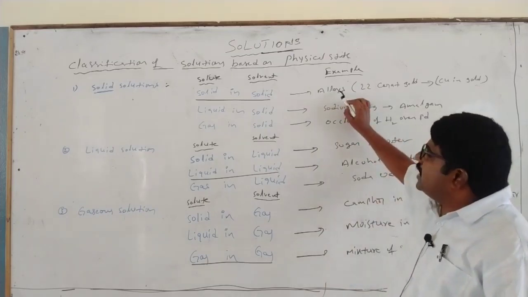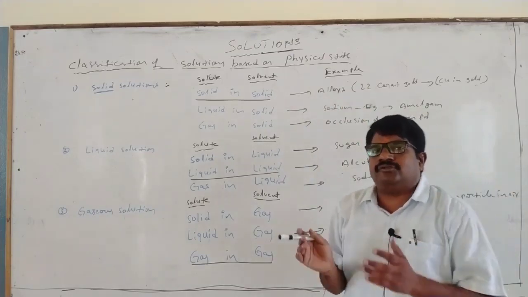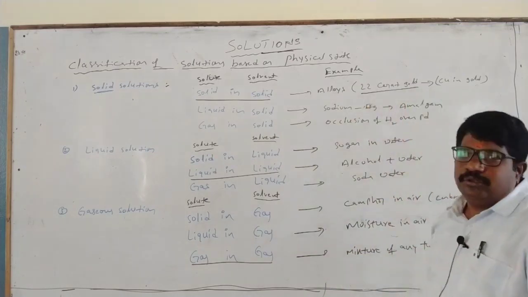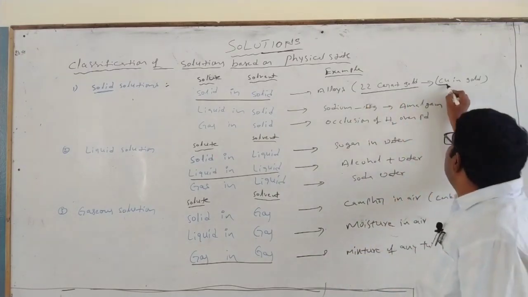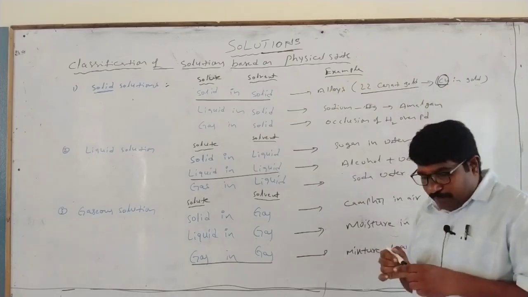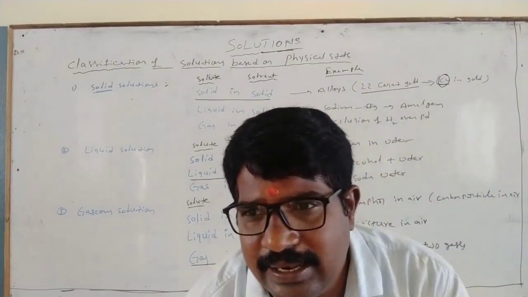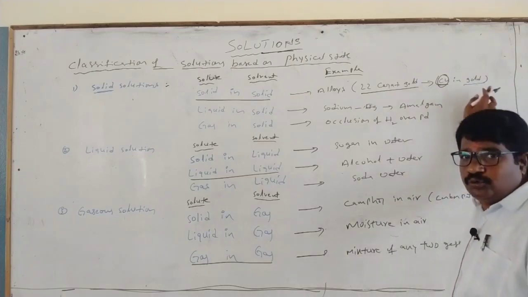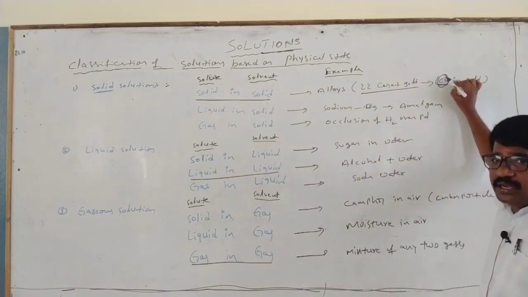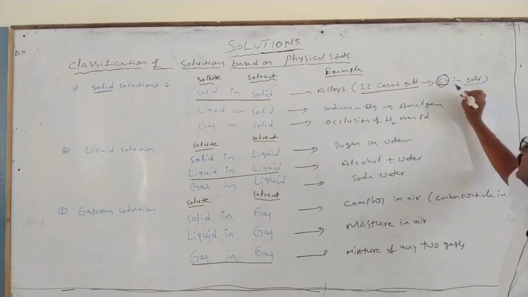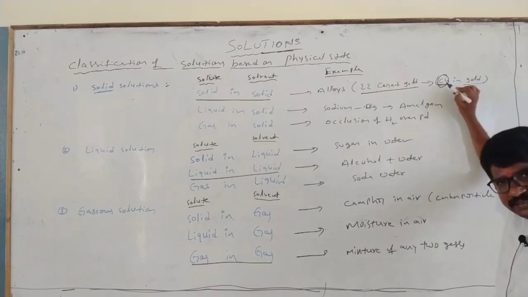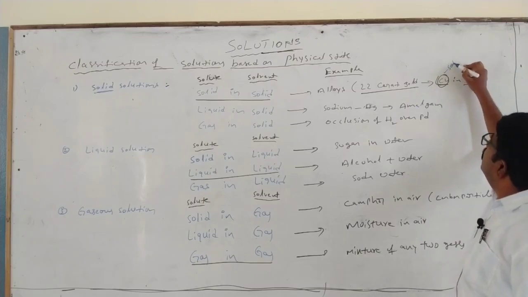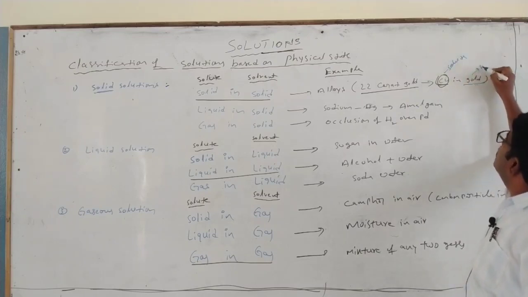Right, so alloys means a mixture of two solids. So here, 22 carat gold. Gold contains copper. Here copper is less in proportion, Cu is less in proportion, whereas gold is large in proportion. But both are solid. Copper is a solid, gold is a solid. Here copper proportion is less, gold is more. So copper is the solute and gold is the solvent.